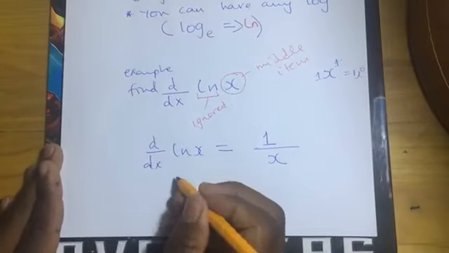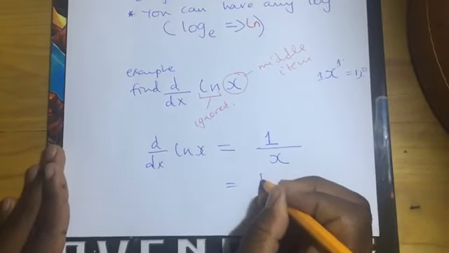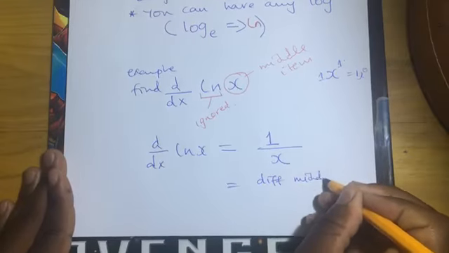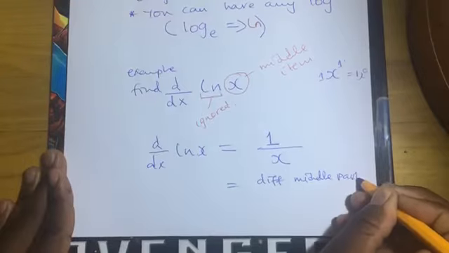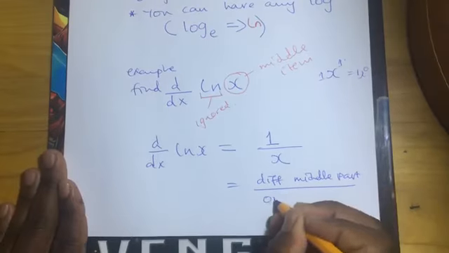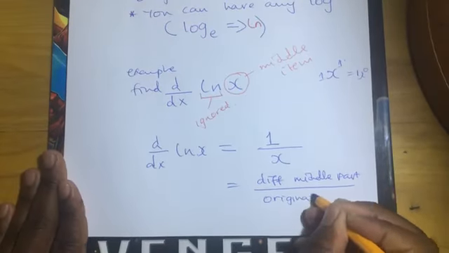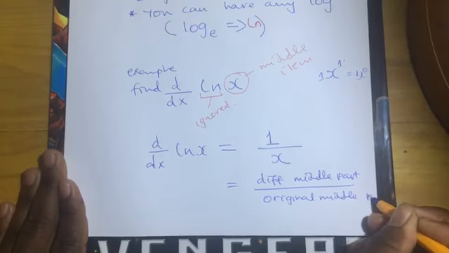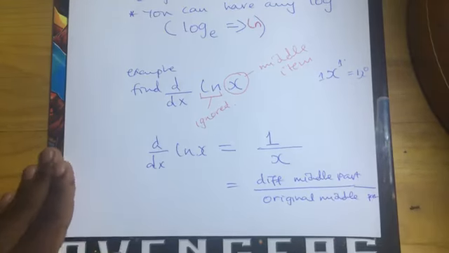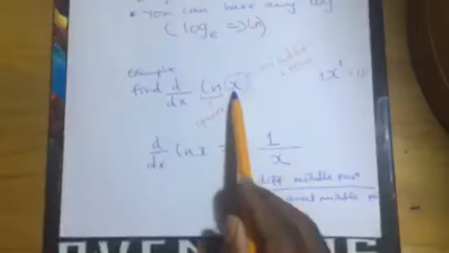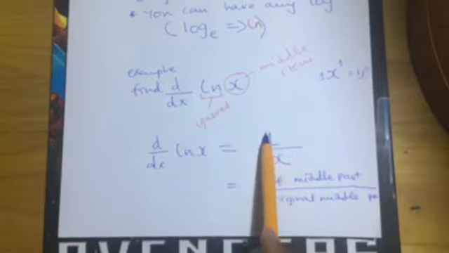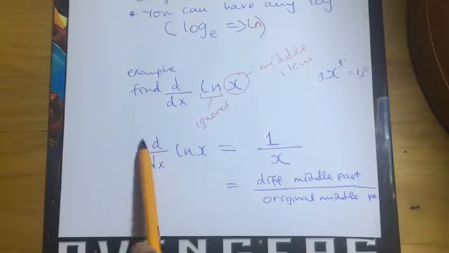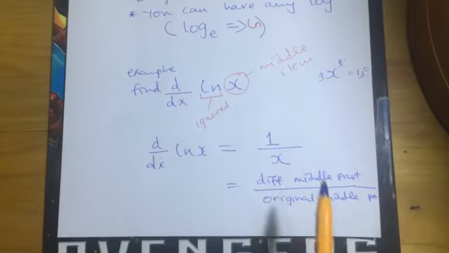So basically, differentiate the middle part, then divide what you get by the original middle part. I hope this makes sense. So the derivative of x is going to be 1. The original middle part is going to be x. So the derivative of ln x is going to be 1 over x.